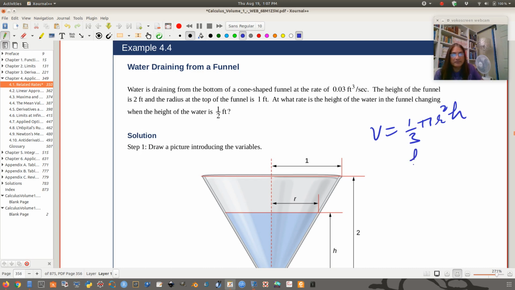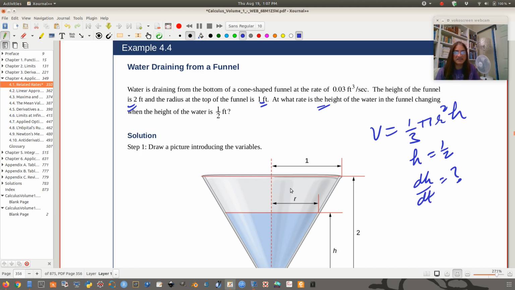H is given as half, or 0.5. Now, when the height is half, the question is, what will be the radius? The height of the funnel is 2 feet. The top radius is 1 foot, so 2 and 1 is given. At what rate is the height changing? So dH over dt has to be found. But we also need to find, in this formula, what R is.